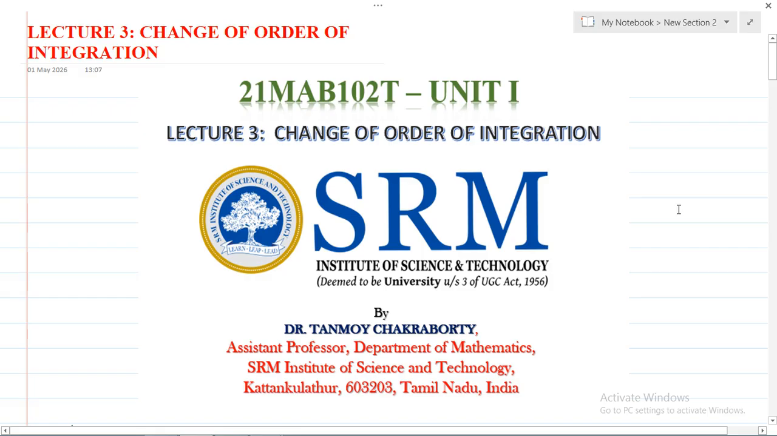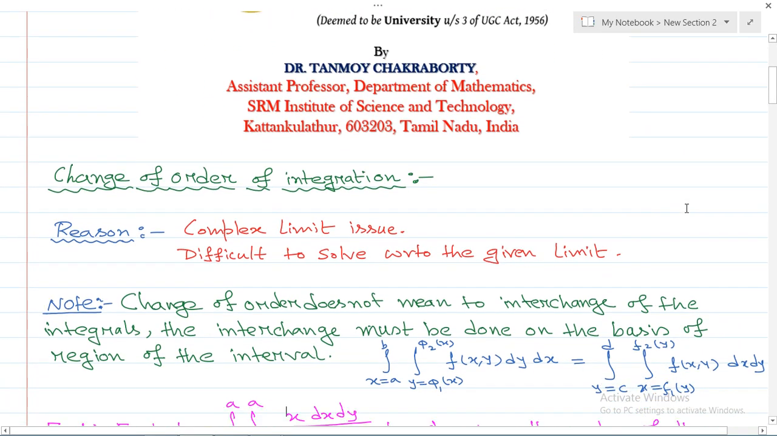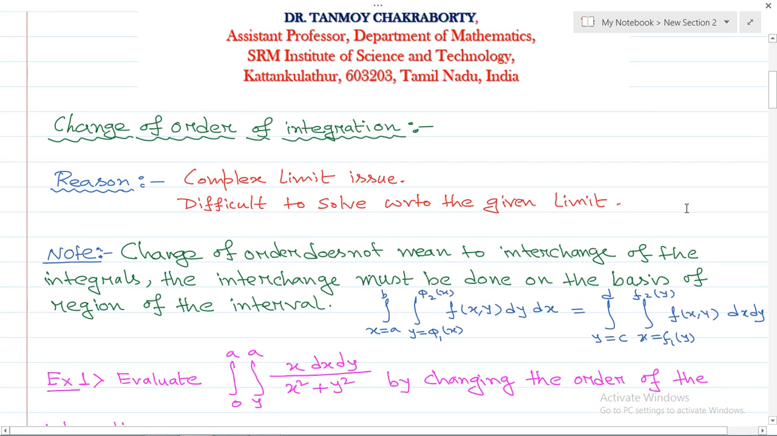Now in my previous video lecture I have already told you about the double integration for the constant limit case and the double integration and triple integration for the variable limit case. So why is the change of order of integration required?